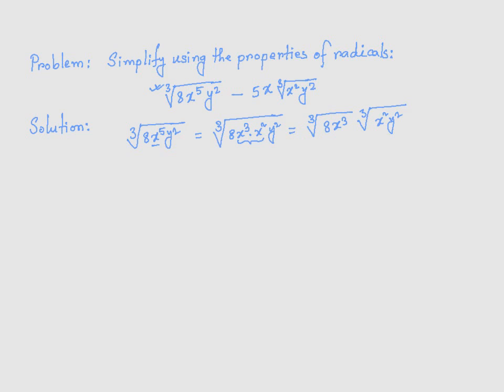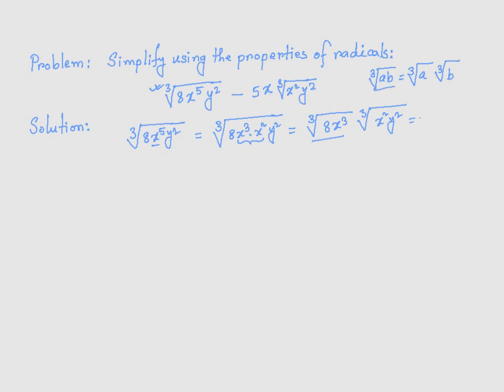What property did I use here? I used the following property. Cube root of AB is equal to cube root of A times cube root of B. That's what it is. Now I'm going to repeatedly apply these properties. So I'm going to apply that property to this.